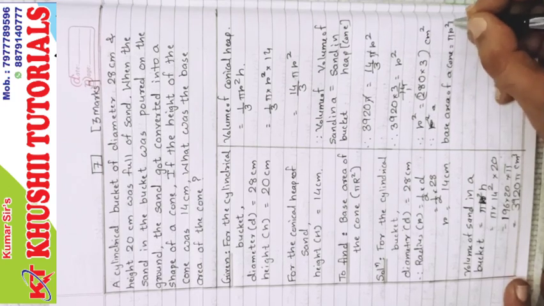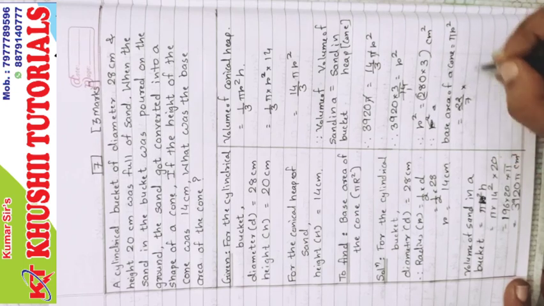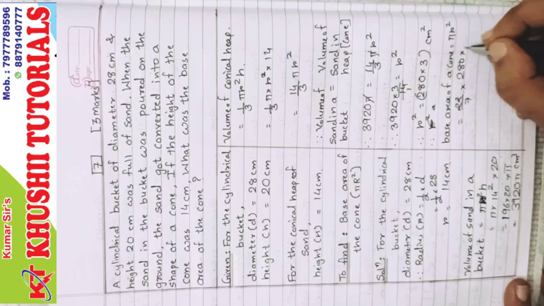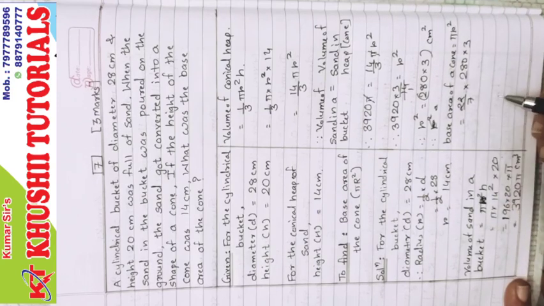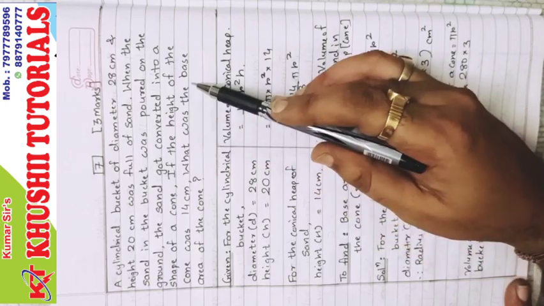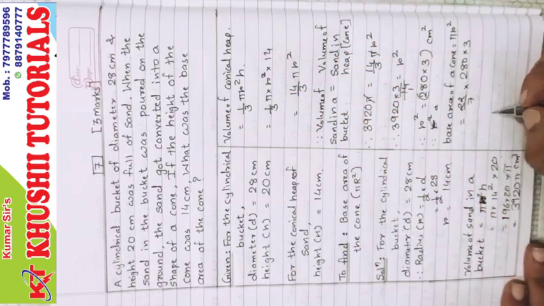Equal to pi r square. Pi we know is 22 upon 7 because it is not given, into r square. We know r square is 280 into 3. So don't waste your time to find r, because you should know what we need to find: the base area of a cone. Base area of cone is pi r square.